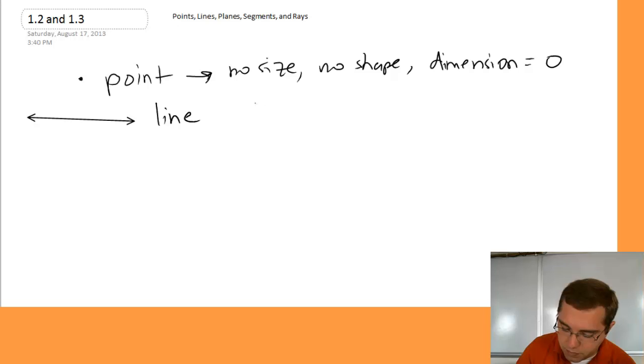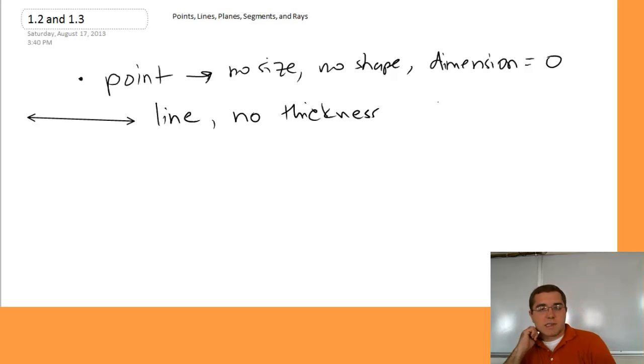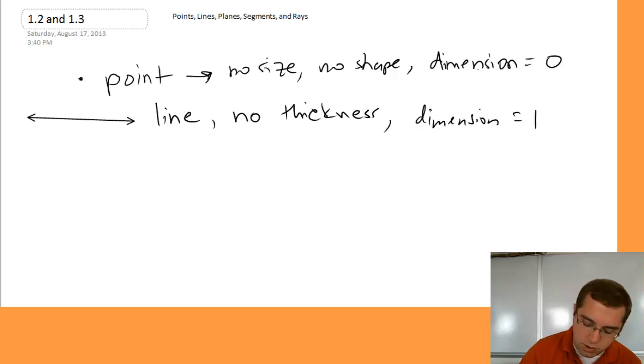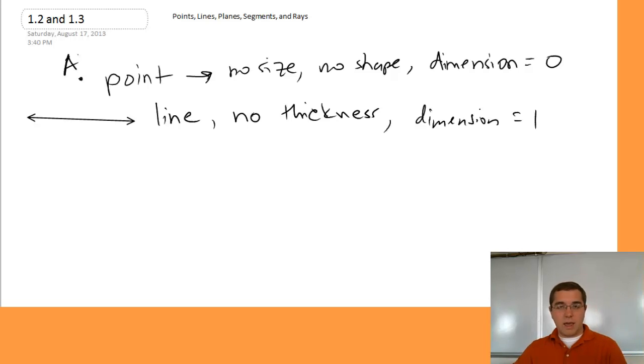A line has no thickness, but it extends infinitely in two directions. A line has a dimension of 1. Even though it's made up of an infinite number of things of dimension 0, an infinite number of points, it has a dimension of 1. A point we label with a capital letter. We can call that point A.